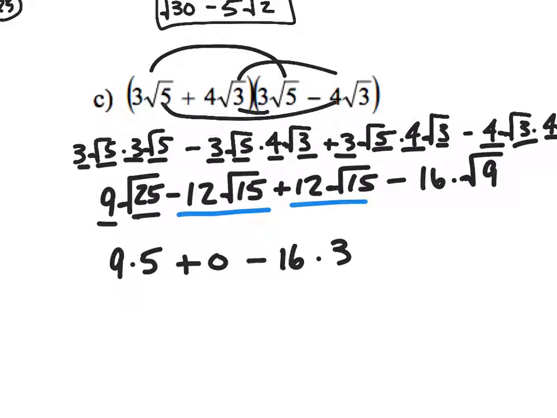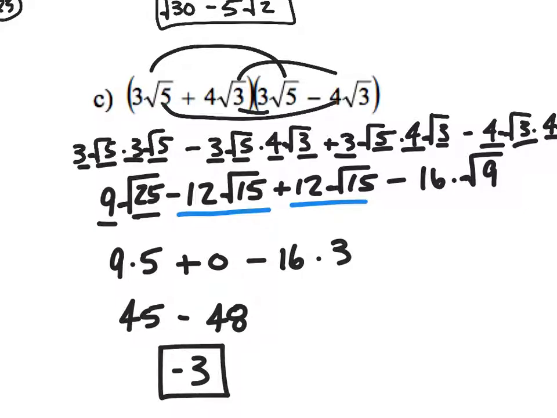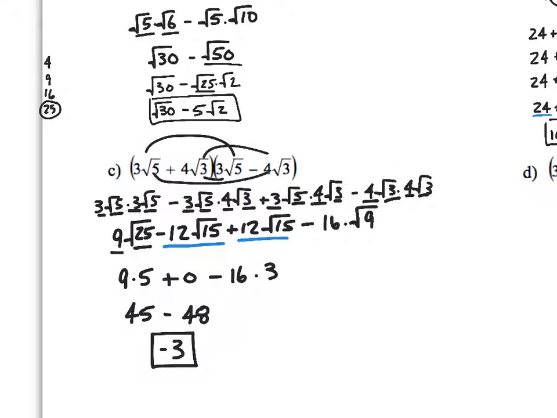So let's continue this. All right, so I got 9 times 5, that's 45, minus 16 times 3, which is going to give me 48. So I've got 45 minus 48, which gives me negative 3. Guys, look what we just did. That's pretty crazy. And that's a big thing, okay?